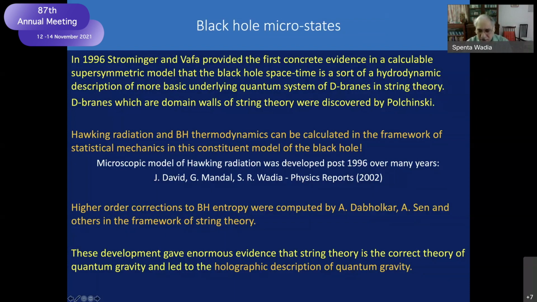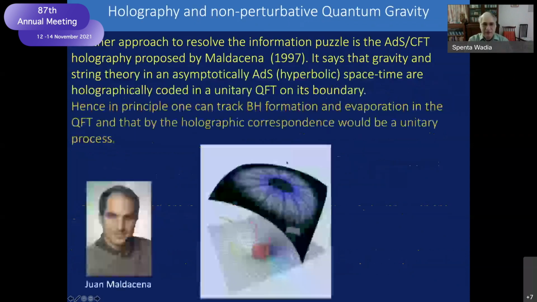High order corrections, which vindicate string theory to black hole entropy were computed by Atish Dabholkar, Ashoke Sen, and many other people in the framework of string theory, consolidating our belief that this is the right theory of quantum gravity. And these developments gave an enormous evidence that string theory, the next big thing I'm going to talk about, is the correct theory, and led to the holographic description of quantum gravity. Now, what is that?